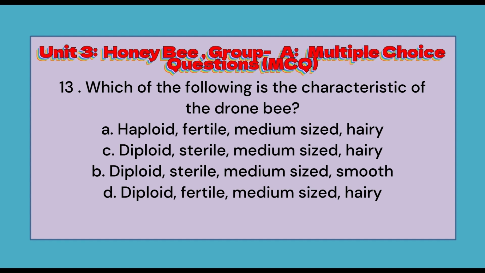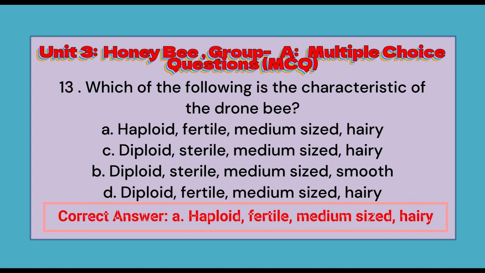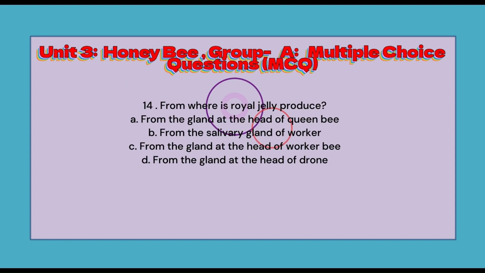A. Haploid, fertile, medium-sized, hairy. B. Diploid, sterile, medium-sized, smooth. C. Diploid, sterile, medium-sized, hairy. D. Diploid, fertile, medium-sized, hairy. Correct answer: A. Haploid, fertile, medium-sized, hairy.